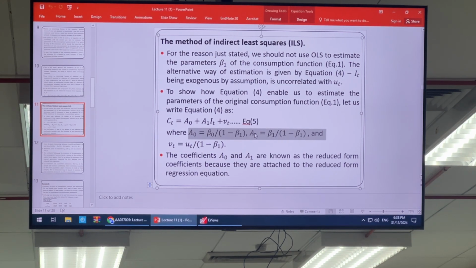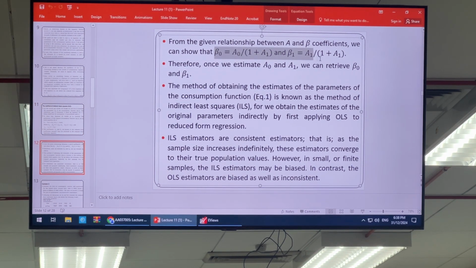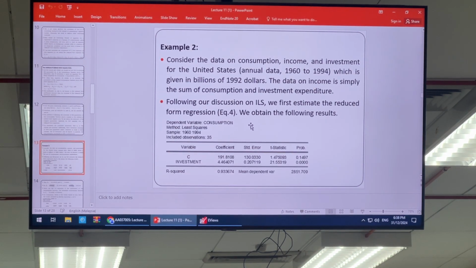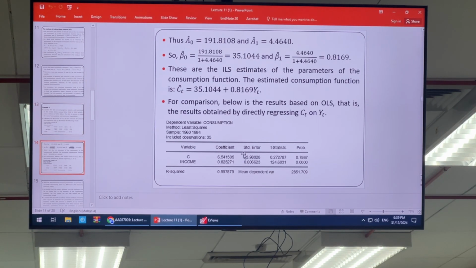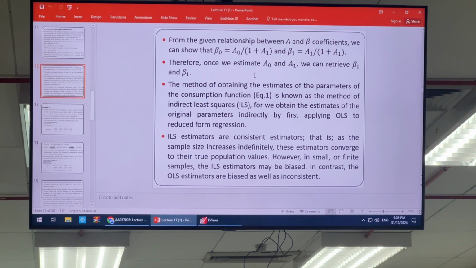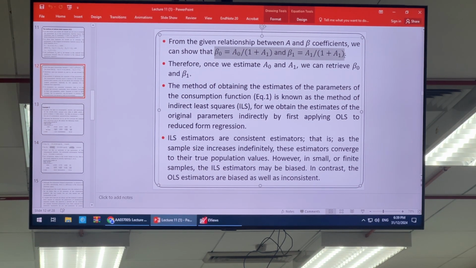So we can solve this, and we get this one. So now we can use the estimated values of A0 and A1 to calculate beta 0 and beta 1. So you use that information after you estimate the reduced form equation. So don't worry how to get this one. I mentioned just now, this one is quite complicated to show, but later on when we do the exercise session, I will show you how to use that value to calculate and get the estimates of the parameters, the coefficients in the original equation.